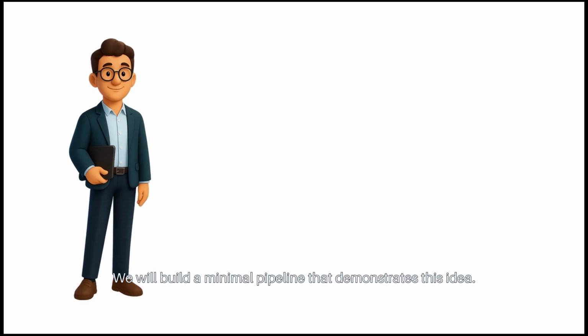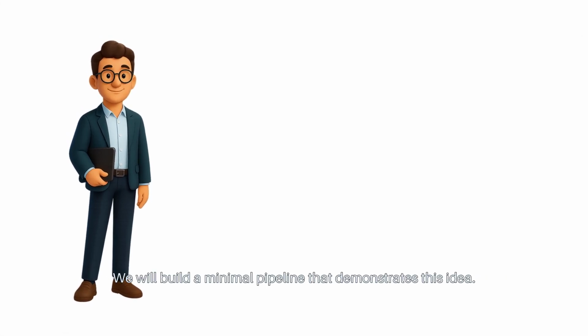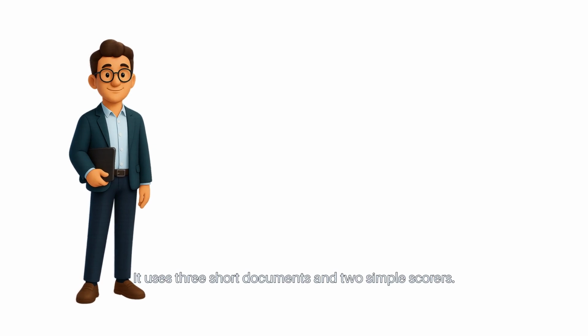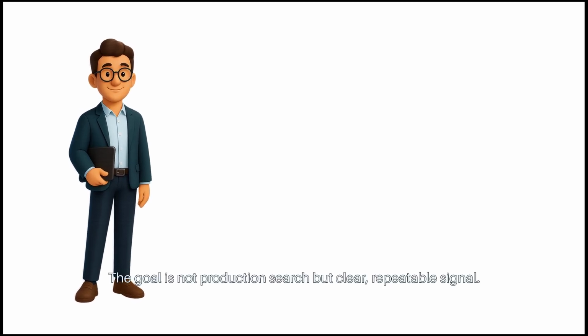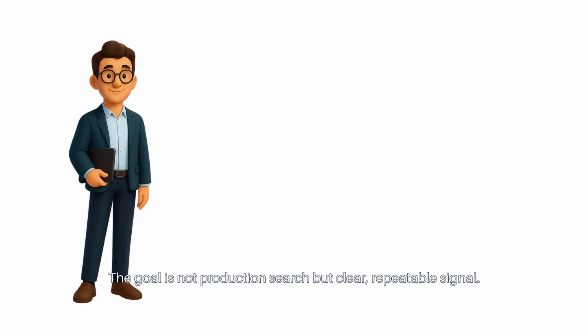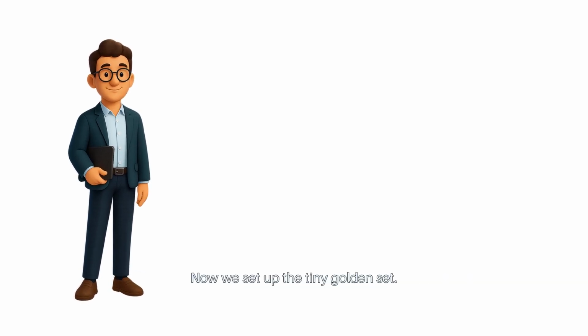We will build a minimal pipeline that demonstrates this idea. It uses 3 short documents and 2 simple scorers. The goal is not production search, but clear, repeatable signal. Now we set up the tiny golden set.